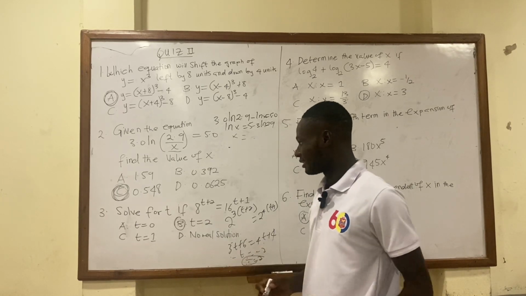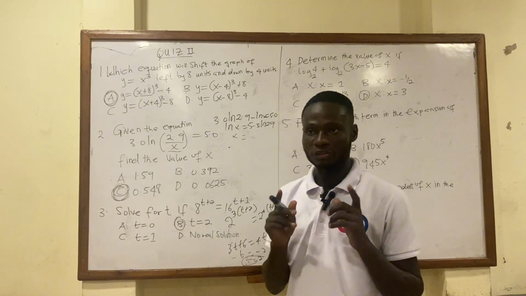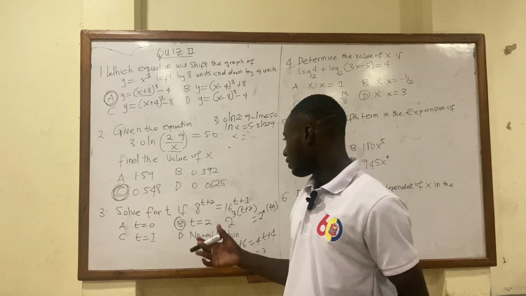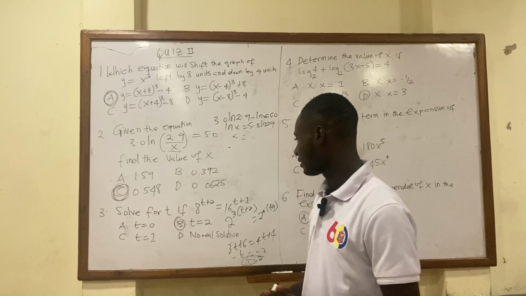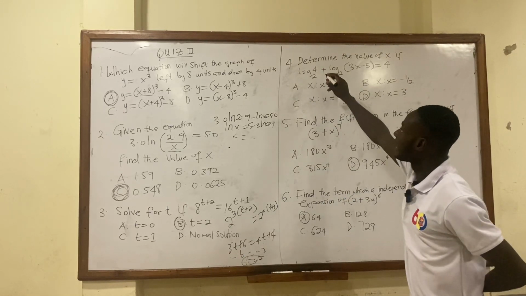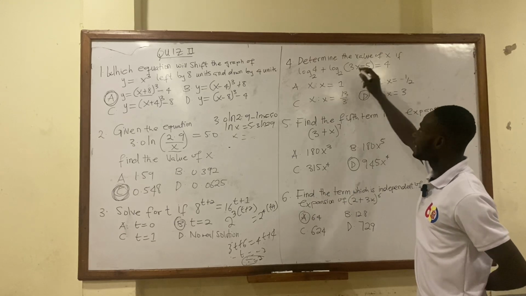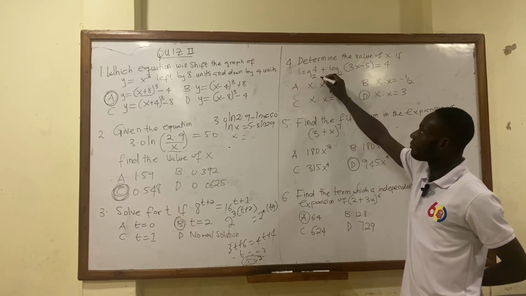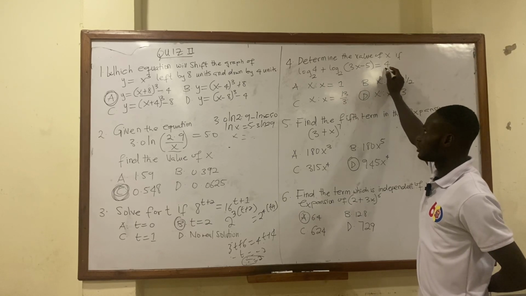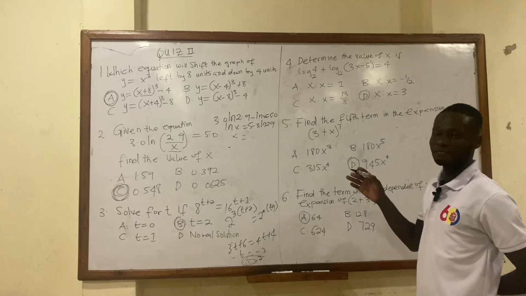So it's very easy. Don't even worry yourself. This is objective, so please punch it on your calculator and then solve for t, and the t is 2. So let's come to question 4. It said determine the value of x if log 4 base 2 plus log 2 of (3x minus 5) is equal to 4. We should solve for x.